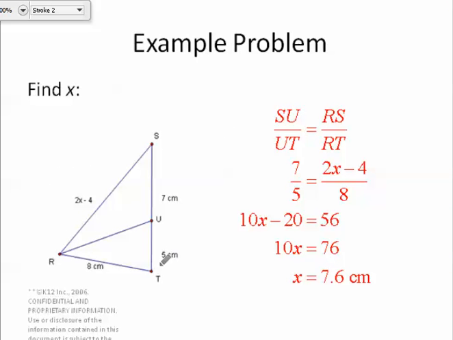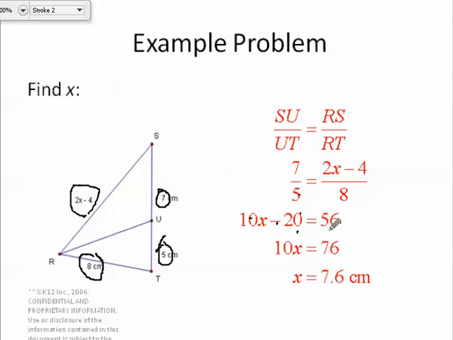Same sort of thing. 7 divided by 5 is what they wrote. 7 divided by 5 is equal to 2x minus 4 divided by 8. Means and extremes, right? 7 times 8 is 56. 2 times 5 is 10x. 5 times negative 4 is a negative 20.